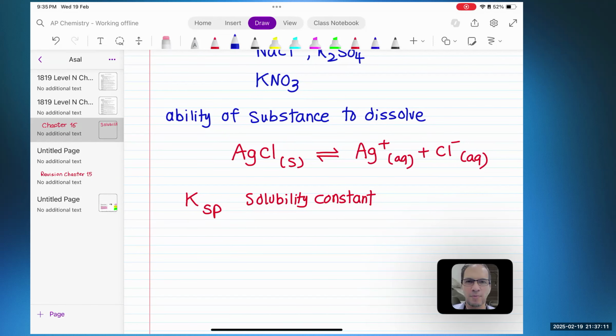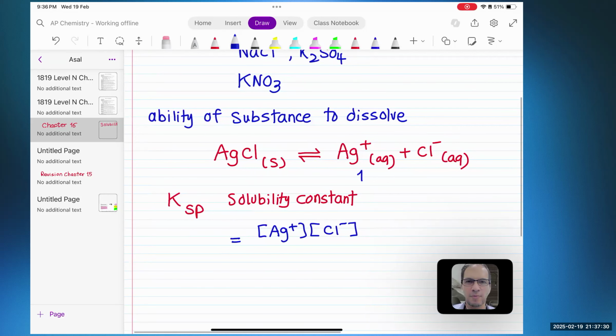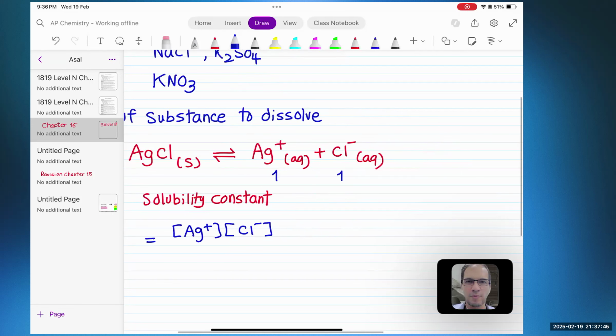So if I said silver chloride, its Ksp is equal to the concentration of Ag+ multiplied by the concentration of Cl-, and of course I will not divide it by silver chloride because it is solid. Since the ratio of silver and chloride is 1:1, their concentration will be the same, right? If it is 0.1, this will be 0.1. If this is 0.001, this will be the same. Exactly the same solubility.